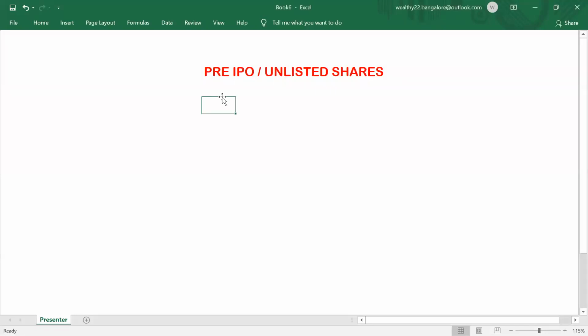In pre-IPO markets, you would find the shares being traded. So largely, where do these shares come into the pre-IPO market from?